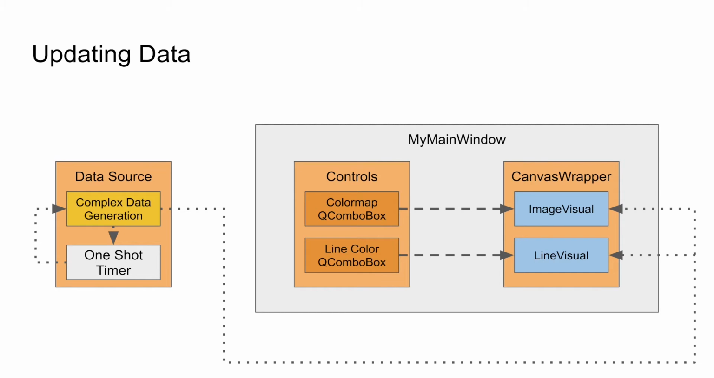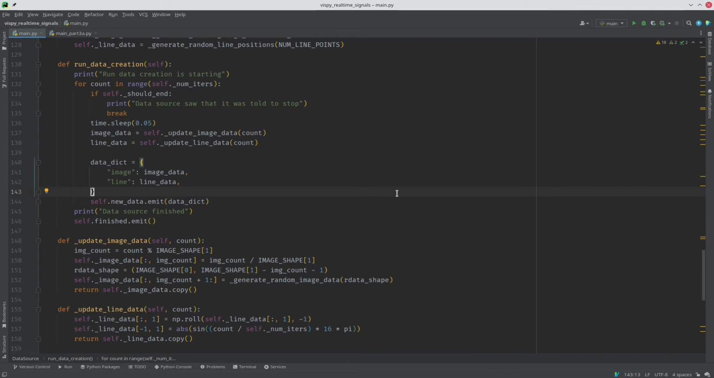So let's see what this looks like in code. We're looking here at the run data creation method that we had in part 4.